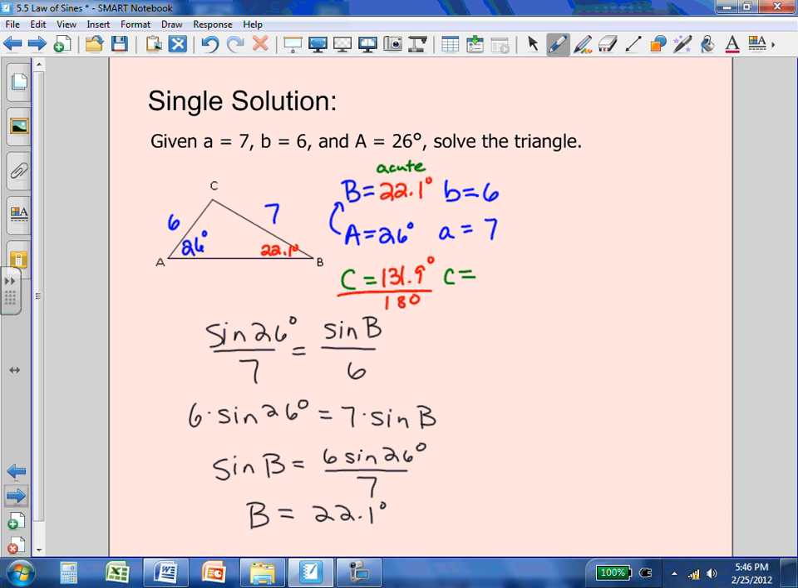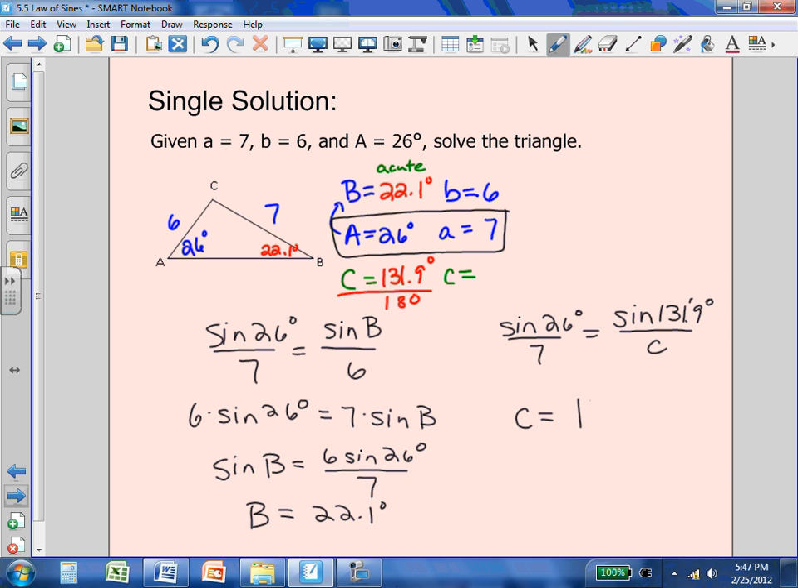Okay, well, now I can use law of sines again to come up with side C. And I'm going to start with this pair again because I know they're accurate, I know they're precise. So sine of 26 degrees over 7 equals the sine of 131.9 degrees over side C. And cross multiplying and solving, again, go ahead and pause if you need to, do it yourself. But here we should have that side C is 11.9. Write that up there, and then I'm going to double check.